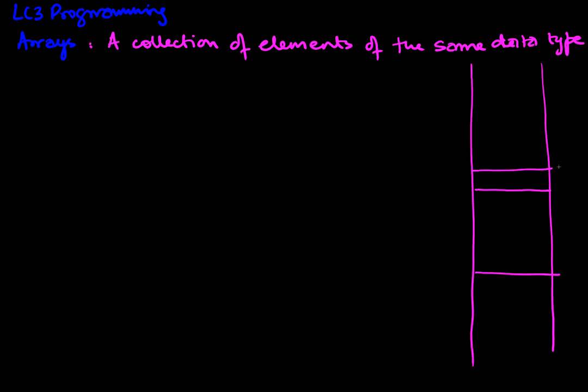So each of these is one item. One item here, the next item and next item, and we have a collection of them, and they're put sequentially in memory. Sequentially meaning that they're one after the other in memory. And so if I have an array of, let's say, inputs, then we will think of this as the first element, the second element, and that's the nth element.